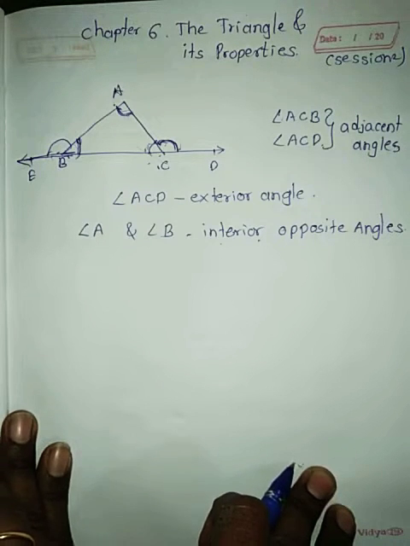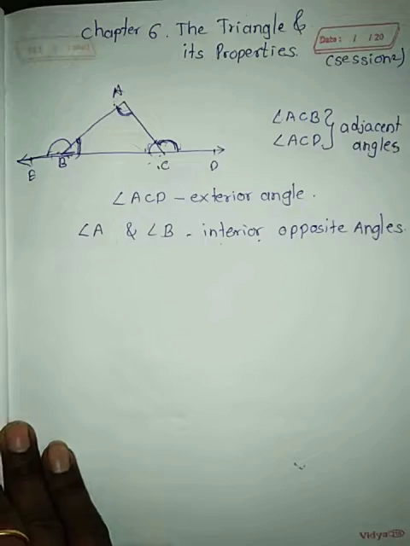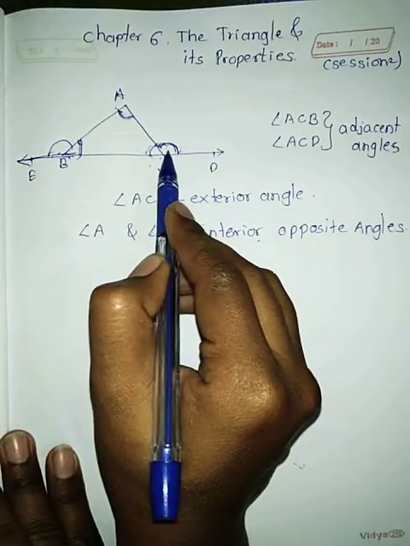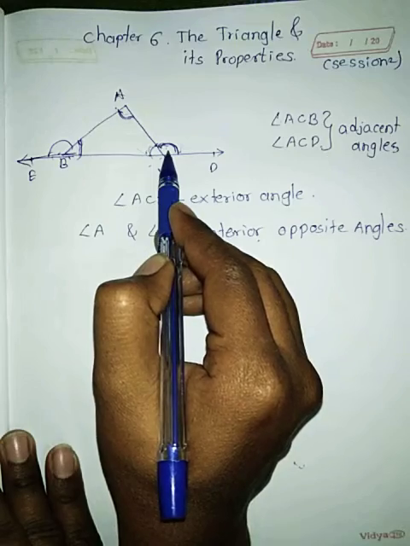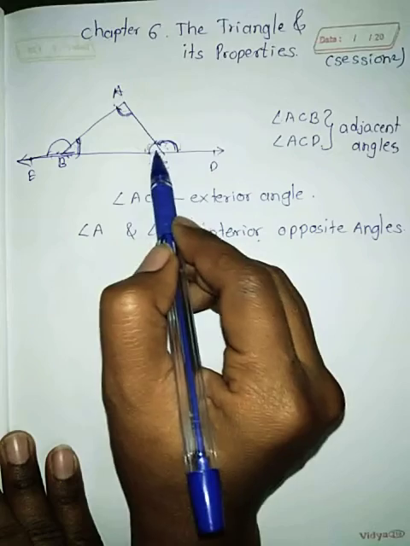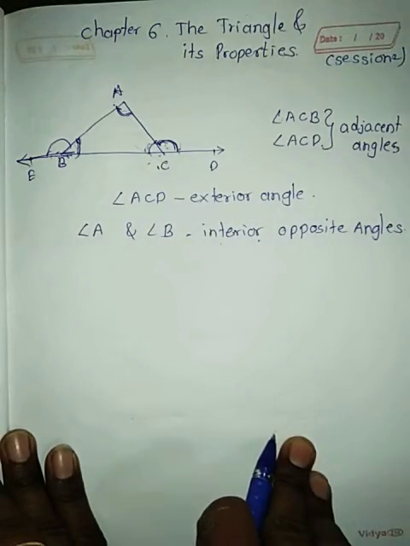Like that, we learned exterior angles and interior opposite angles. Now the sum of two adjacent angles is 180 degrees. So angle ACB, an interior angle, and one exterior angle, their addition will be 180 degrees.